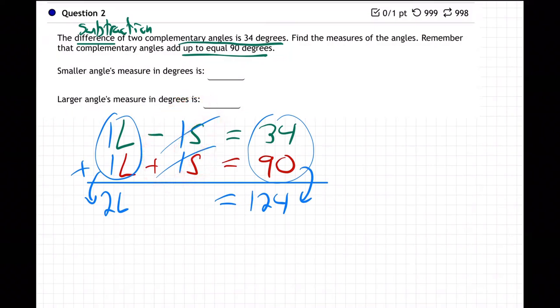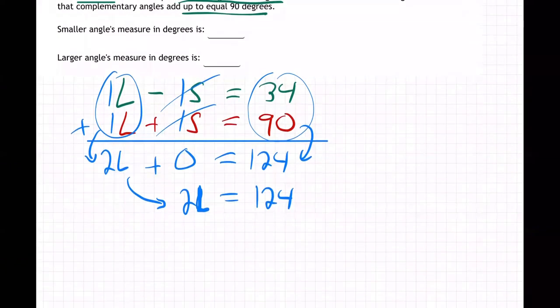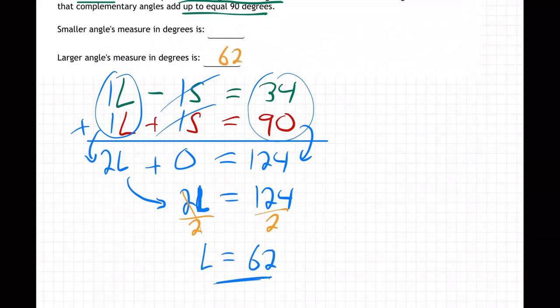All right, so now we have 2L, this is just 0 here, 2L equals 124. Finish solving for L: divide by 2 on both sides. Boom. L equals 62. We get the larger angle. Come up here, it is 62. And now you know what to do. Just plug it in, right?